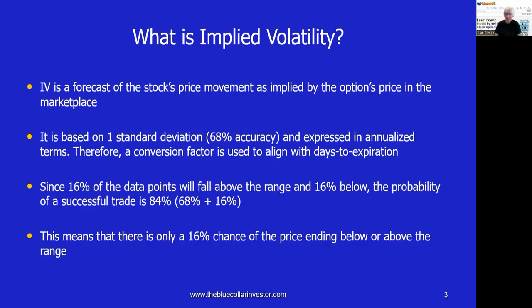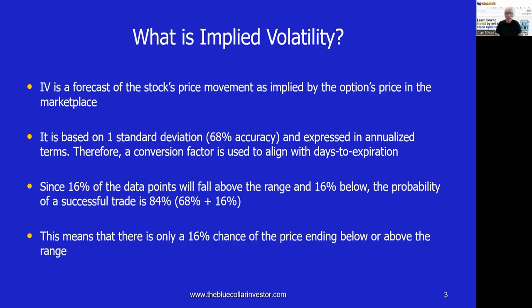Now, since 16% of the data points in one standard deviation will fall above the range, and 16% will fall below the range, the probability of success then is 84%. The 68% that is established by one standard deviation, and then if we're looking for the low end of the range, well, those that supersede the range by 16% on the high end are still okay. So it's going to fall out of the range, depending on our strategy, only 16% of the time. That's what creates an 84% probability of success with these trades.